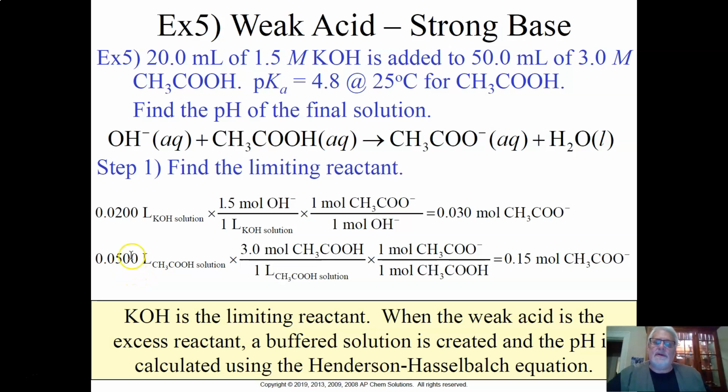So here you have your 500 milliliters and a little stronger concentration of that. So you end up having quite a bit more of the weak acid in this case. So then our limiting reactant is the KOH. So the bullies are the ones that are limited, and the weak acid is the one that there's excess of.